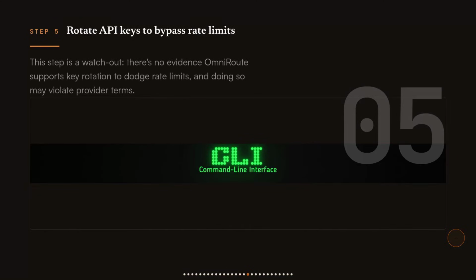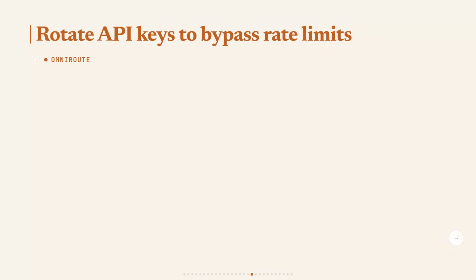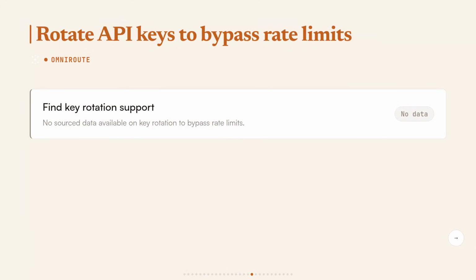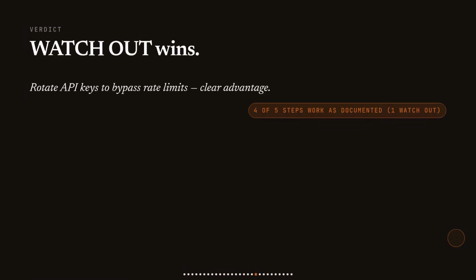Next up is rotate API keys to bypass rate limits, the test that quietly decides whether the rest of this comparison even matters. On rotate API keys to bypass rate limits, neither one ran away with it once the workload got real. So that step lands as a tie, and the scoreboard barely moves.